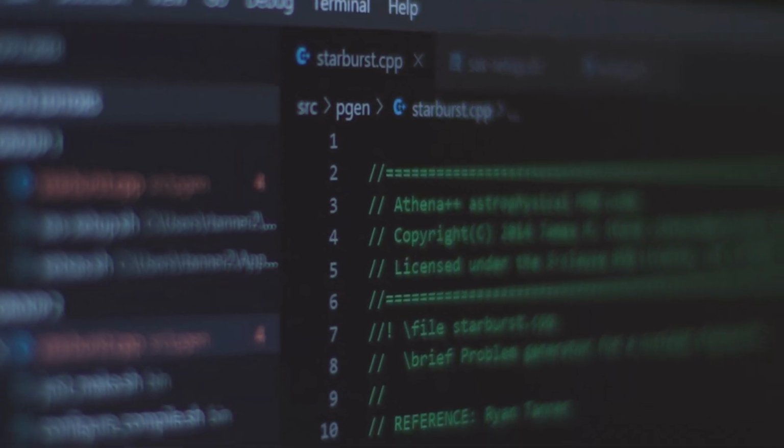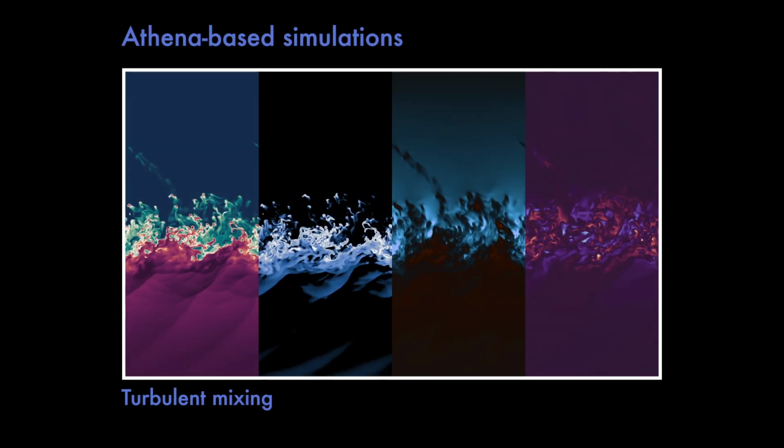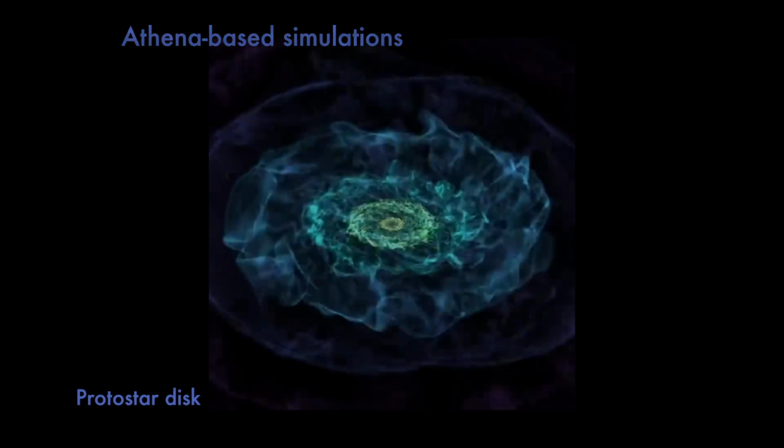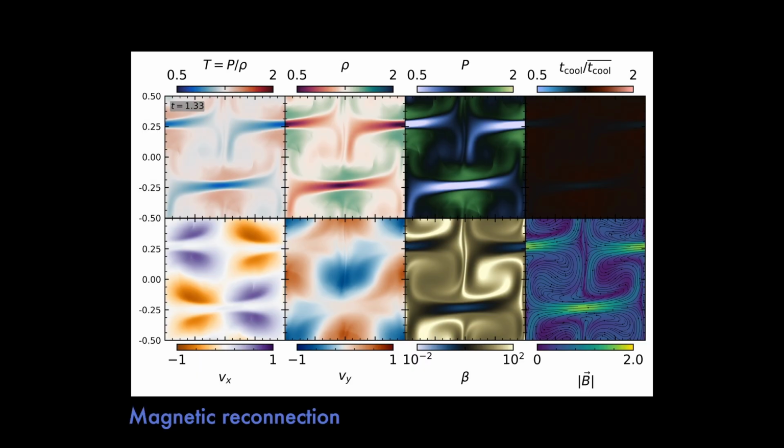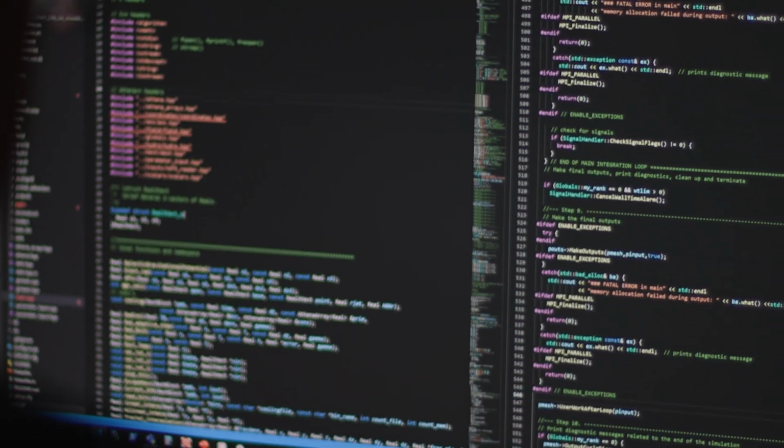For my research, I use a code called Athena. It can do anything from planet formation, star formation, supernovas, and anything in between. And I did some modifications to it in order to tailor it to my exact problem.